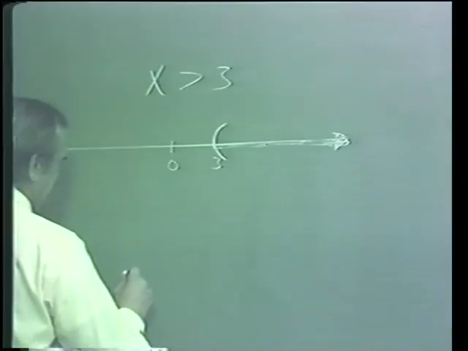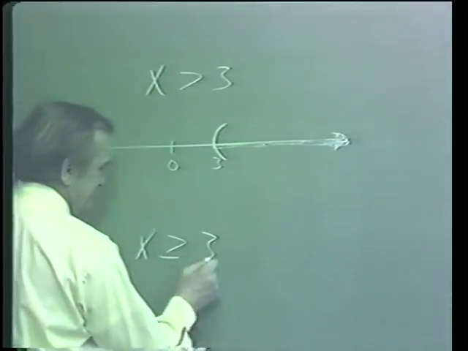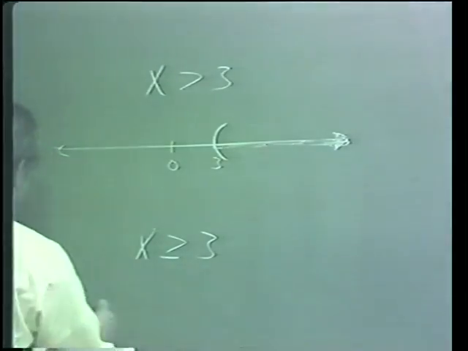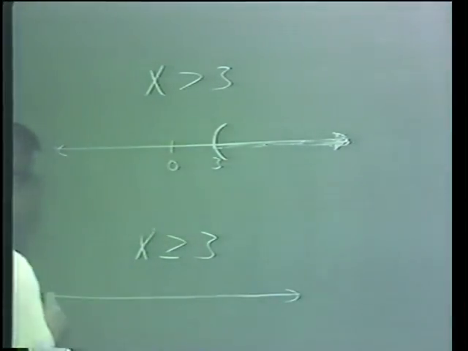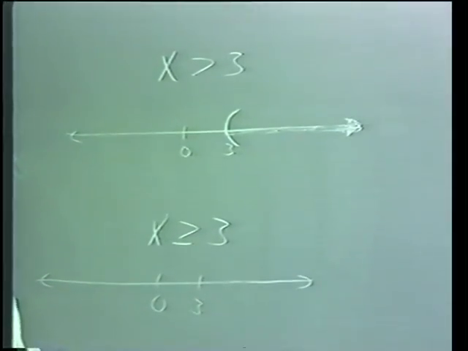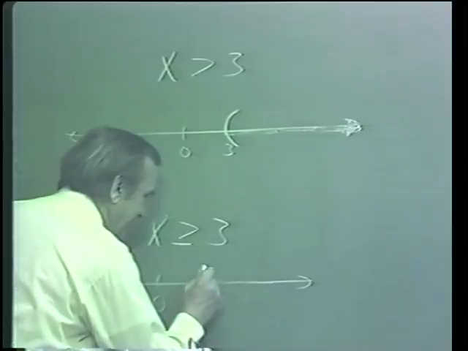Let's make a slight change in our solution set. Not much. How does this new solution set differ from the preceding one? It includes 3. It has one more number in it. That's all, just one more. That number is 3. So to make the graph of that, again we have 3. Now we want to show that it includes 3. The way we do that is we put a bracket on 3. Bracket.